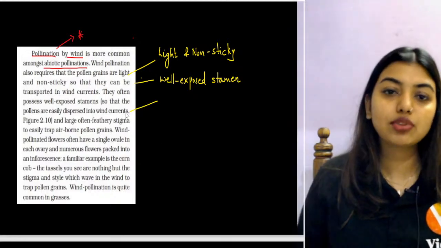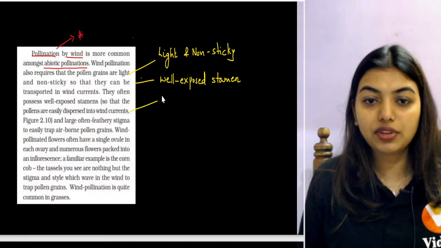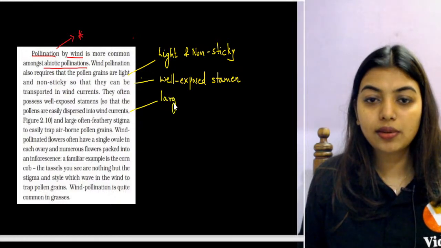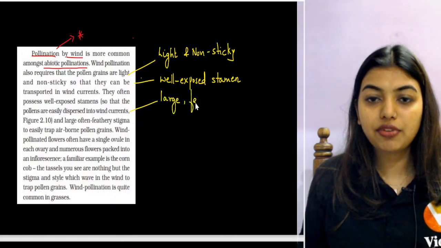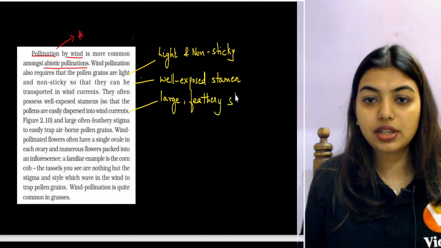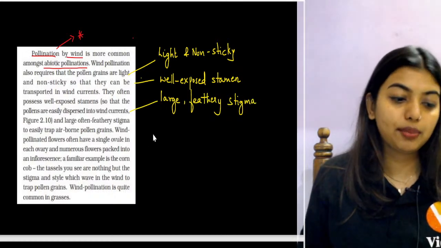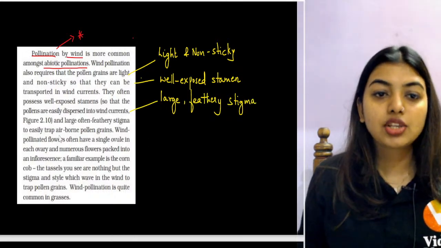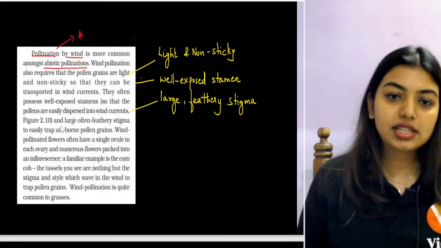The pollen grains have to land on the stigma, so they will often have large feathery stigma. This is also very important. Large feathery stigma, so that airborne pollen grains can come and fall.